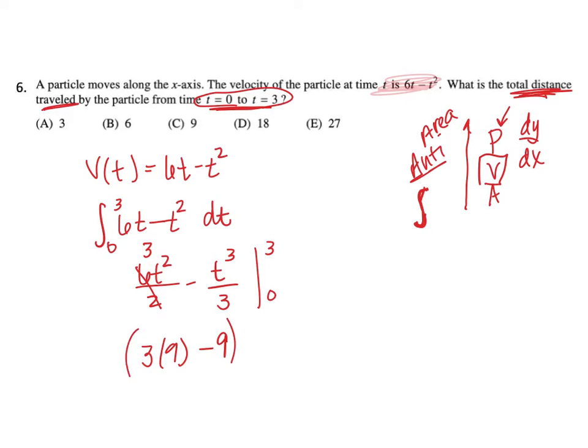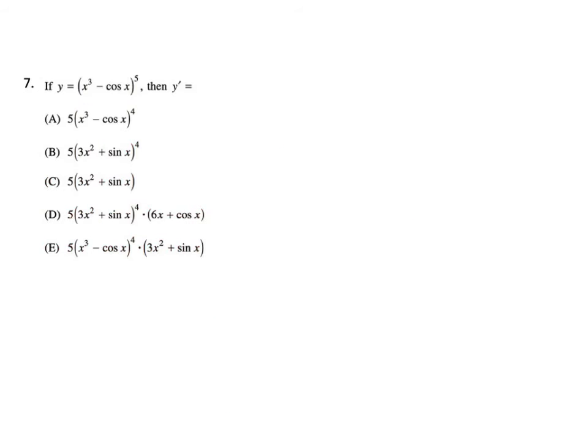And then, of course, all of that's minus. If we plug in 0, we're still going to have 0. So we're going to have 27 minus 9. So that's going to give us an area of 18, or a position in this case. So that's answer choice D.